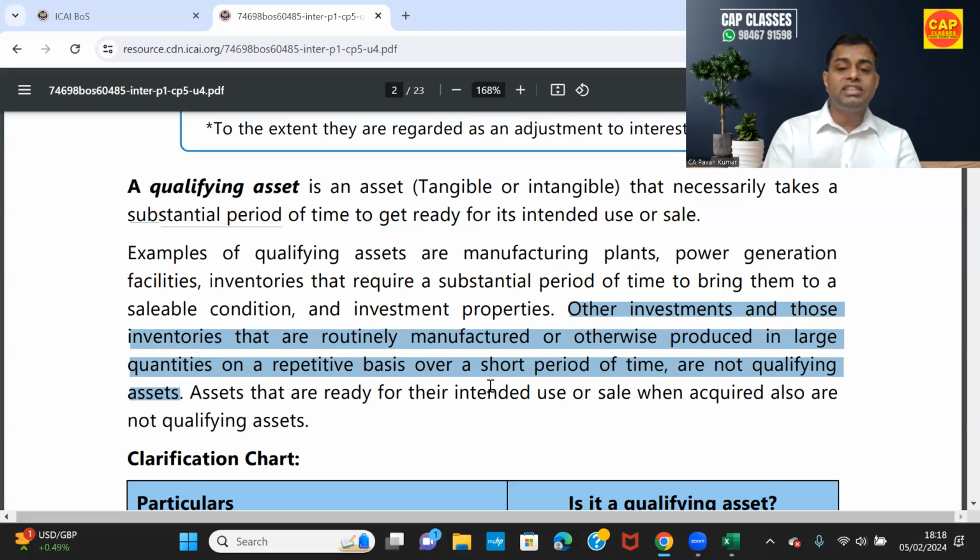When you acquire the asset, if it is ready to use, it can be an aircraft, it can be a ship, it can be anything. But if it is already ready to use, it is not a qualifying asset. If the acquisition, construction, or production takes a substantial period of time for the asset to be ready to use, then only it is a qualifying asset.